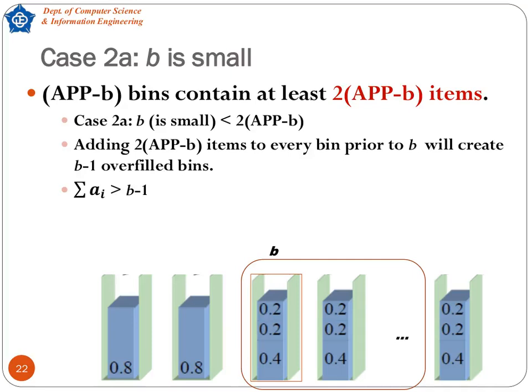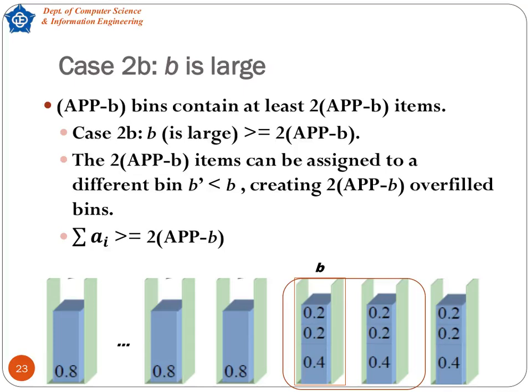To visualize this, observe the bar charts at the bottom of your screen. These represent individual bins. You'll notice many bins display a total fill level of 0.8. The bins specifically associated with APP-B are highlighted. Inside one of these highlighted bins, you can clearly see individual items with sizes 0.2, 0.2, and 0.4. Together, these perfectly sum up to 0.8, illustrating exactly how items are packed within these bins under Case 2a.